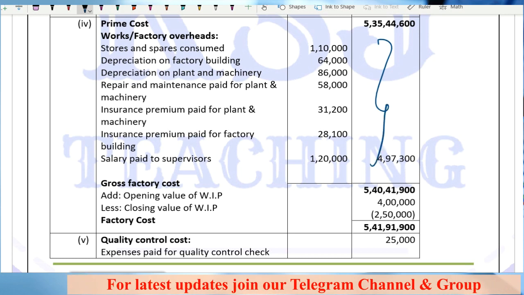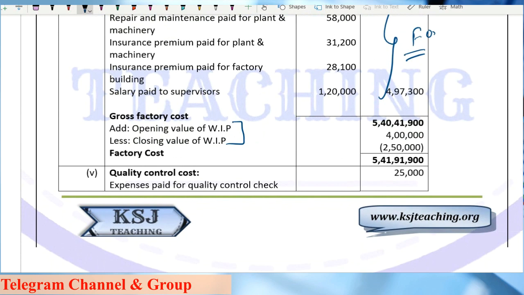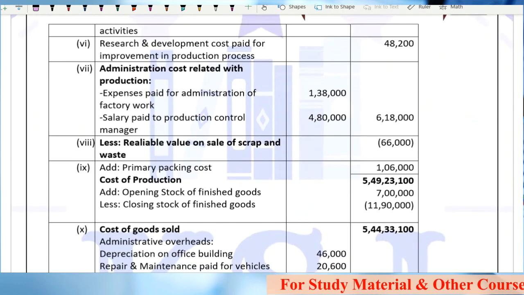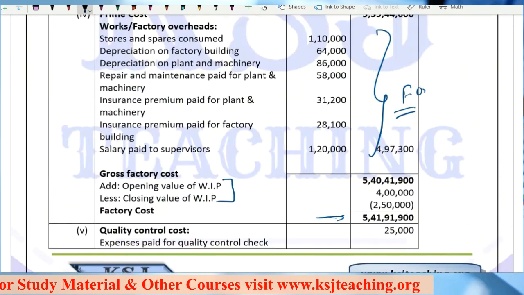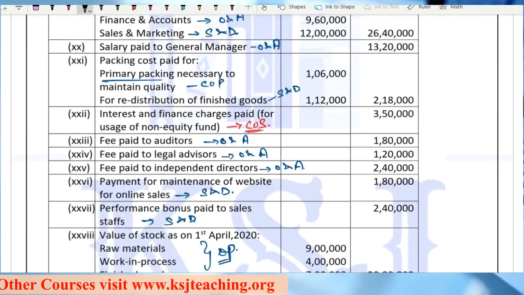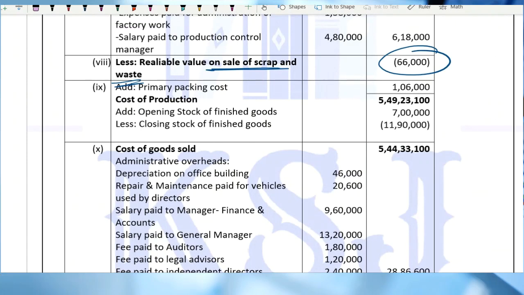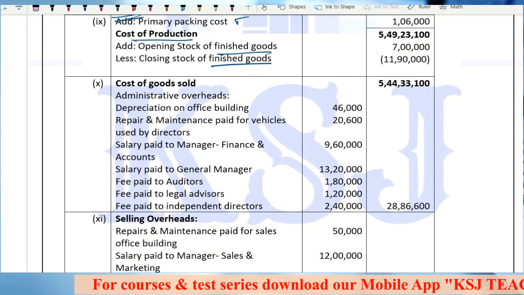After this, all the factory cost, all the factory overheads, gross factory cost, you will adjust the WIP, you will get the net factory cost, right? Then quality control cost, research and development cost, administration cost, salary paid to production control manager, less realizable value of the sale on scrap and waste 66,000, which is given at the end of the question. Clear? So this is, then add primary packing cost, you will get the cost of production. From there you will adjust the finished goods inventory, you will get cost of goods sold, right?